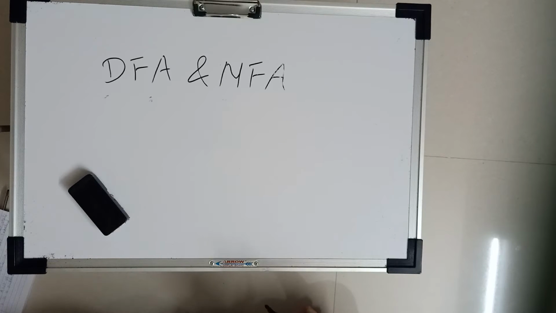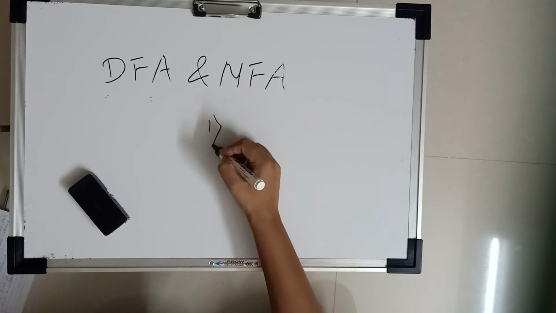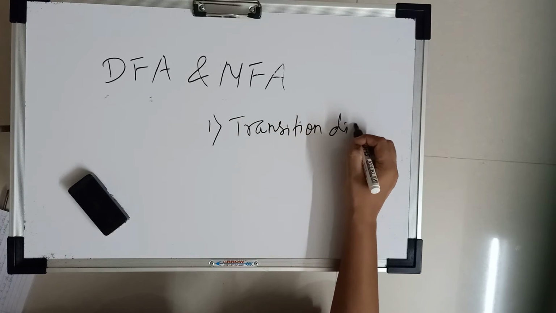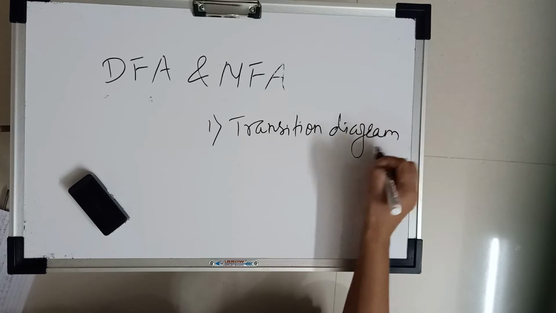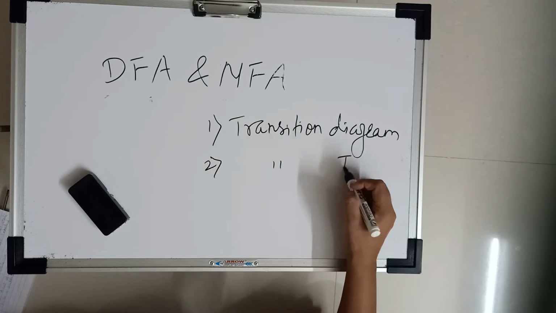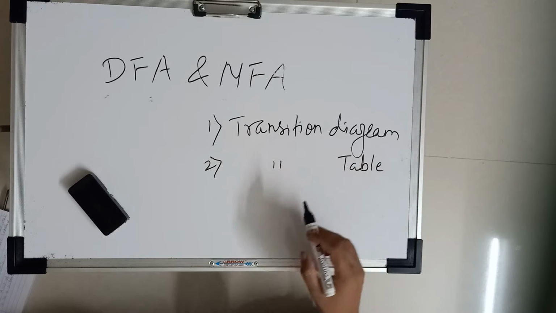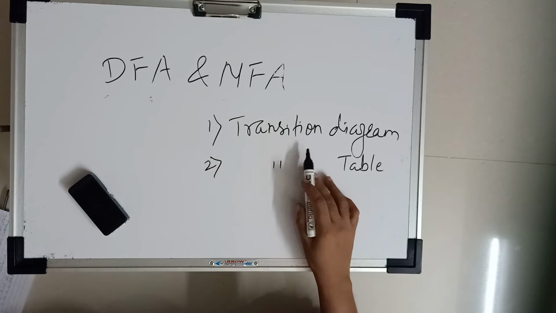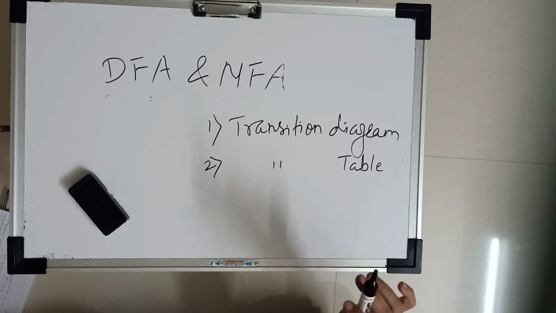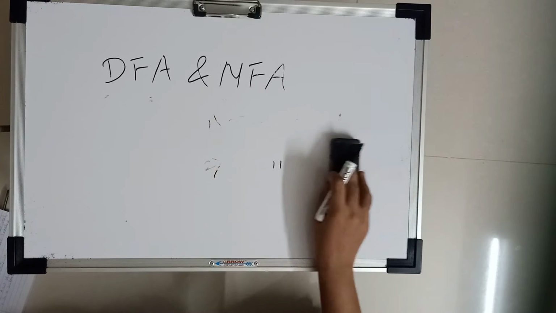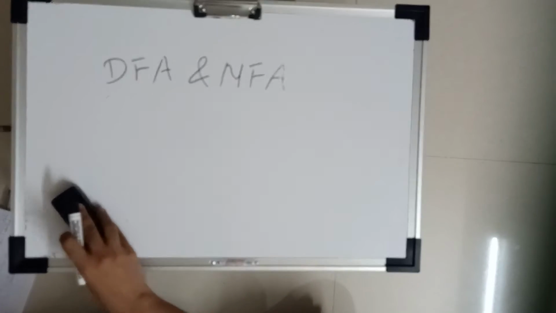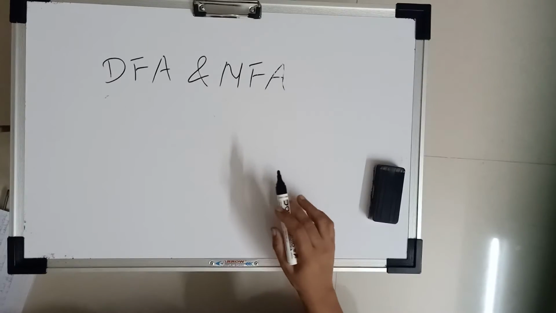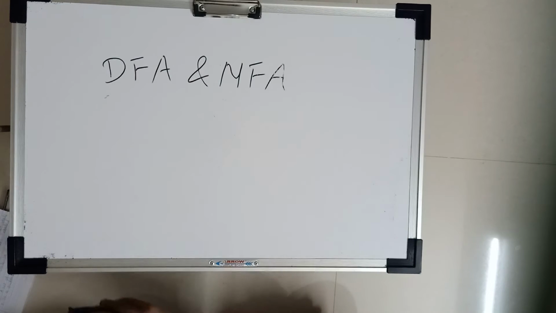Finite automata is represented by two notations. These two notations are transition diagram and transition table. It means DFA and NFA is also given in the form of transition diagram or transition table. Now we will see what is DFA and what is NFA. DFA means deterministic finite automata and NFA means non-deterministic finite automata.